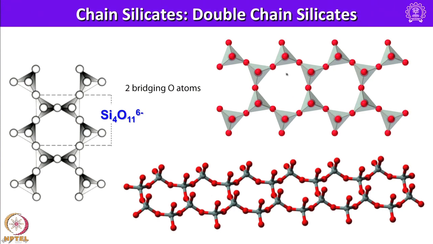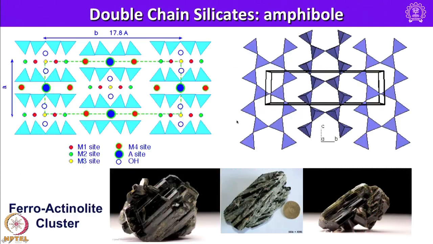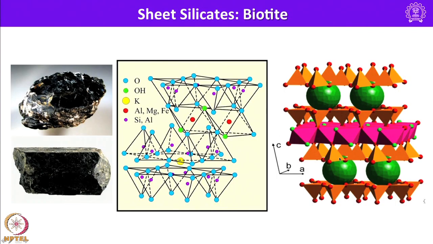In between we have a cyclic unit coming into the picture here, you can see here. Okay. So, this is again an example of double chain silicates, amphibole, and this is how these units are interlinked together to give a sheet, and this is how one can see the cations coming and occupying positions between these sheets, getting sandwiched.